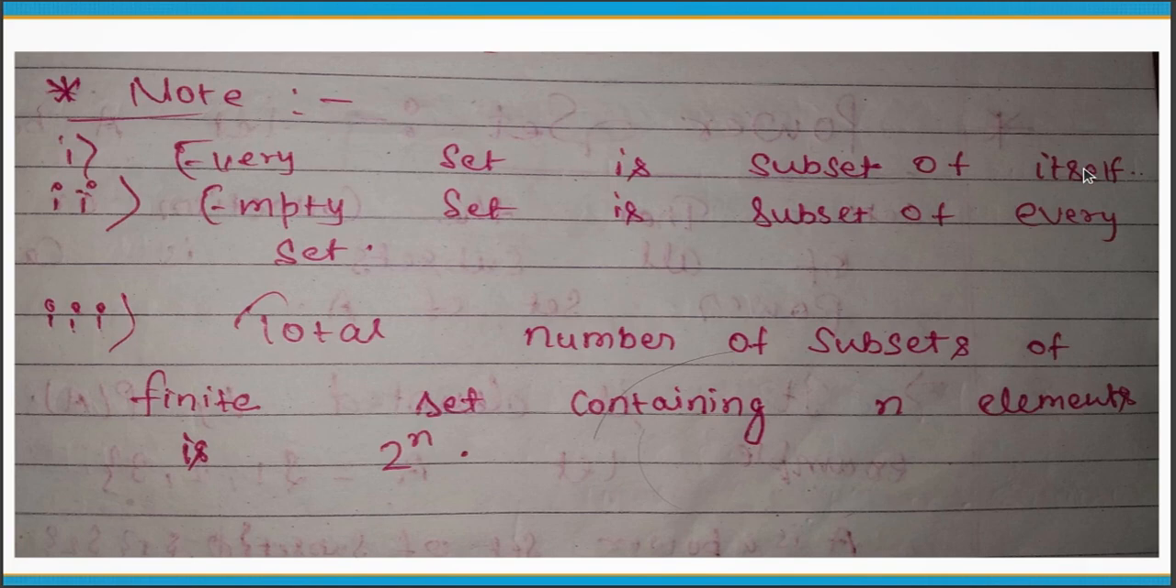Note: every set is a subset of itself. Each and every set is a subset of itself. Let's say A is 1, 2, 3. Then a subset of A is also 1, 2, 3.